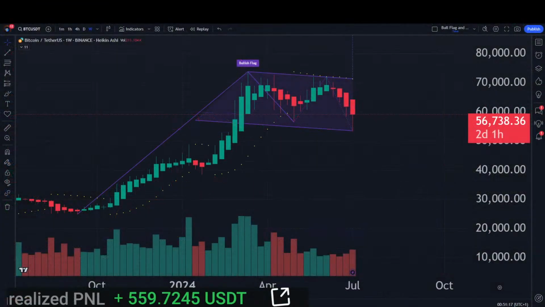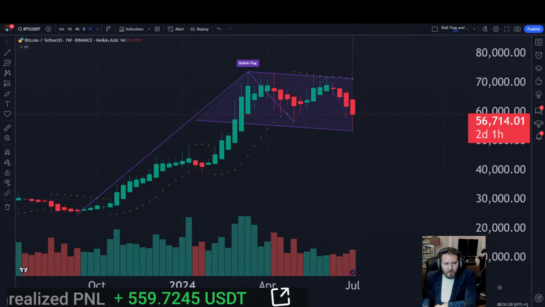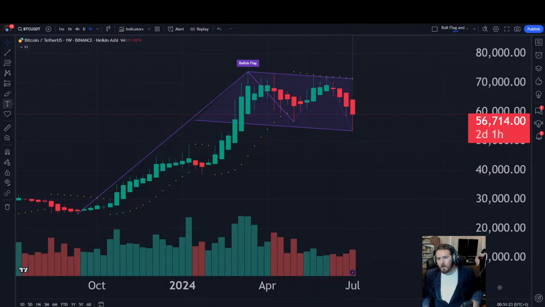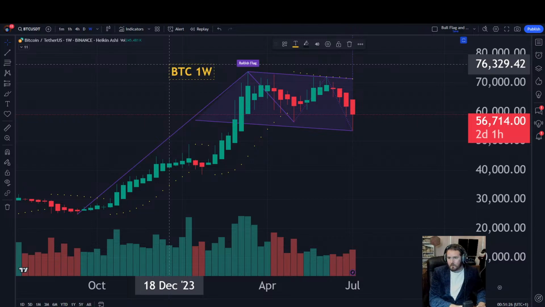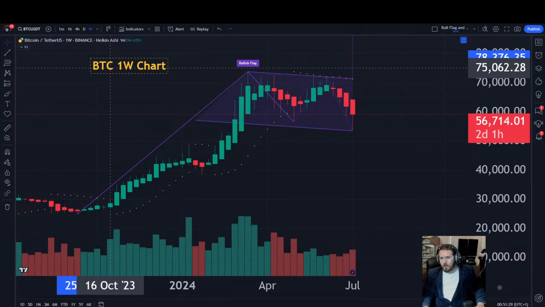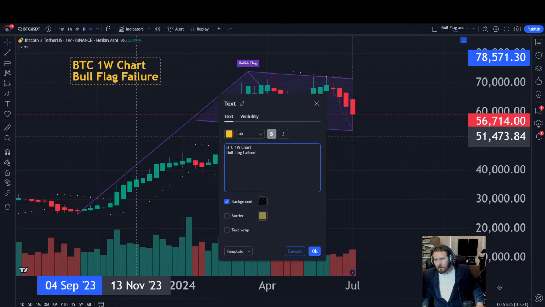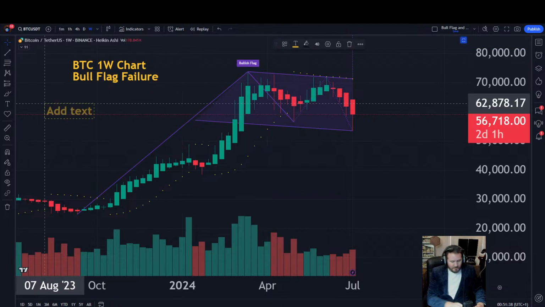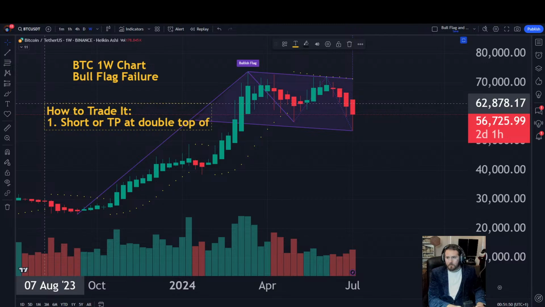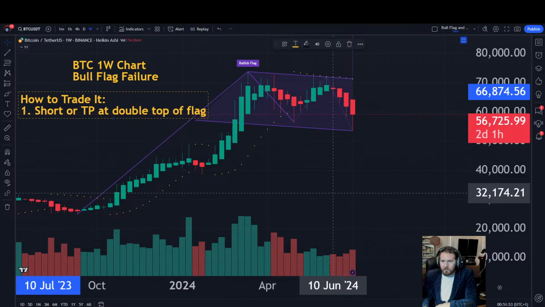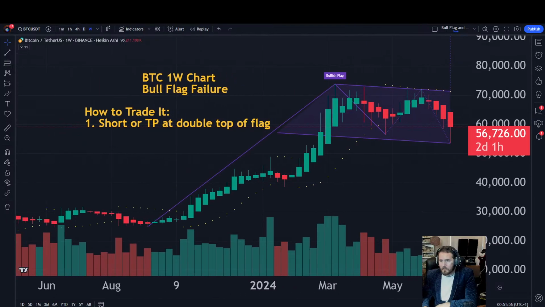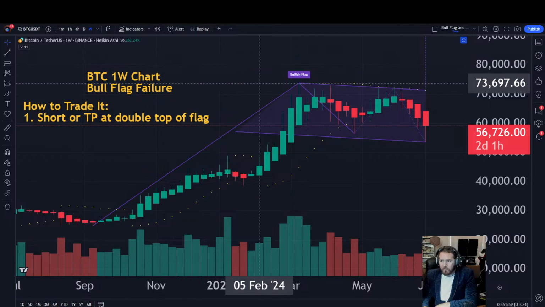So let's go over here. I'm going to give you that strategy real quick. Let me turn off my Doge long. I'll go back and watch it later. This is the Bitcoin weekly chart. Bull flag failure. How to trade it? One, short or take profit at double top of flag. So this one's very, very good to consider. If you're going to short it or take profit at double top of flag, it's going to look like this.